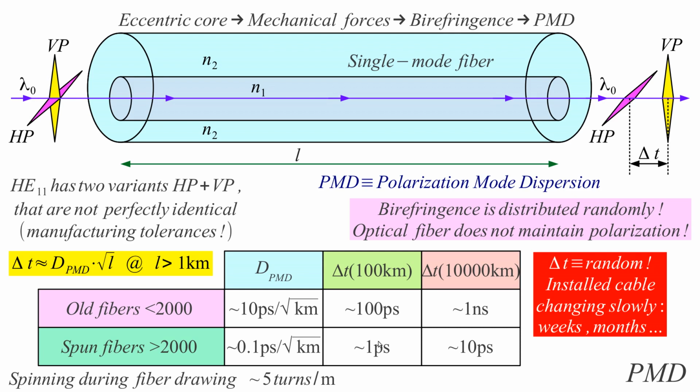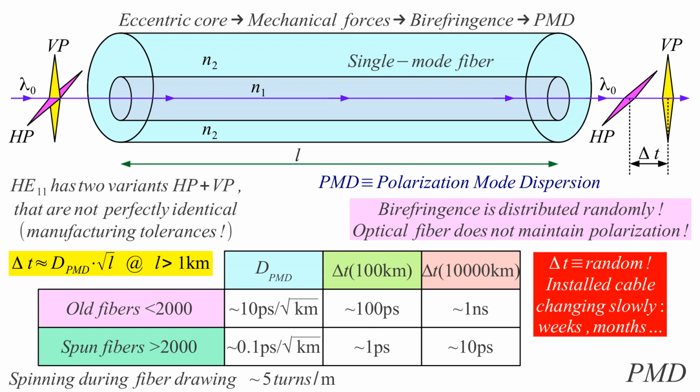So 1 picosecond now is negligible today, and 10 picosecond for a very long transoceanic cable may become apparent at the highest rates, at 100 gigabit or even more, at 400 gigabits per channel of wavelength division multiplex. The problem, which was not noticed before, is also that this polarization mode dispersion changes with time, and changes with time very slowly, weeks or even months.